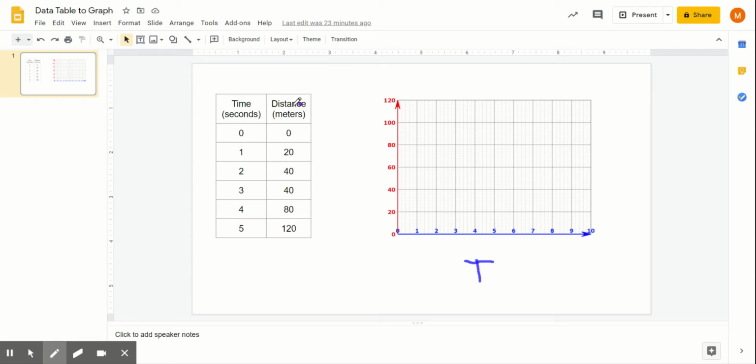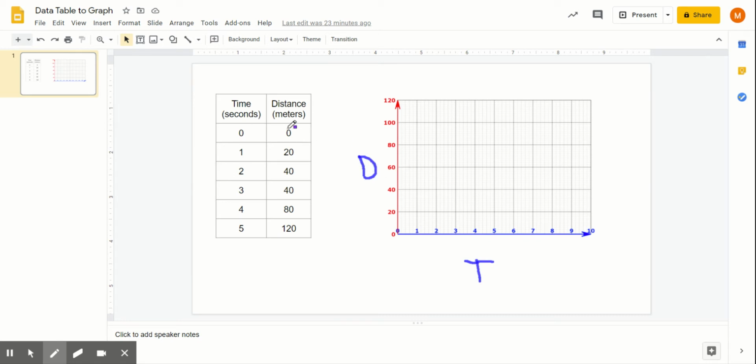The distance is in meters. It starts at 0, and then I notice it goes 20, 40, 40, 80, up to 120. So when I was labeling the y-axis, I decided I would just go in units of 20. So here's 0, 20, 40, and I just went up to 120. And that's good enough for what we need to do right here. So this is my distance. Okay, so there we go. I have time on the x-axis and distance on the y-axis.